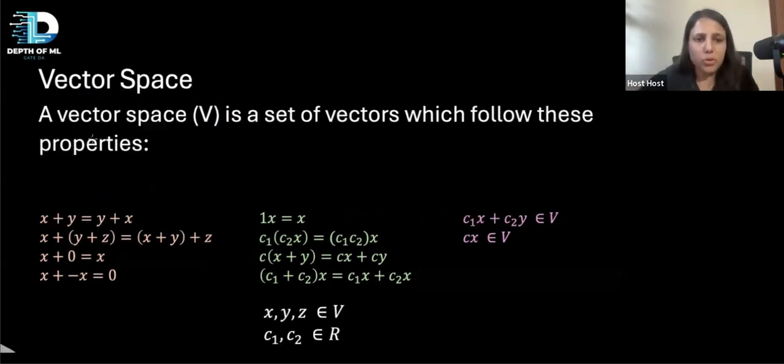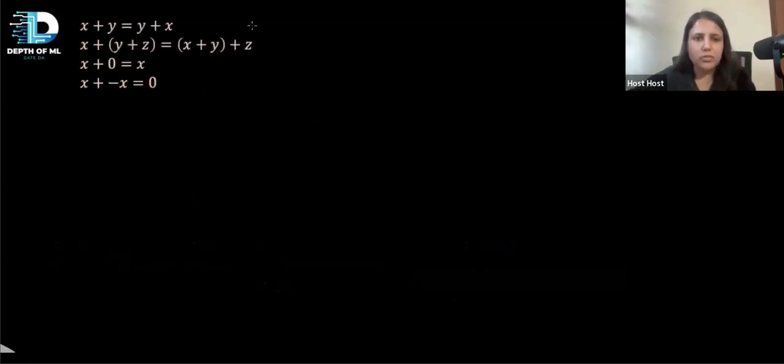Okay. So a vector space is a set of vectors which will follow these 10 properties. If I have to number them, there are some 10 properties. Fine. Let's talk about these properties one by one. So let's first look at these set of properties.